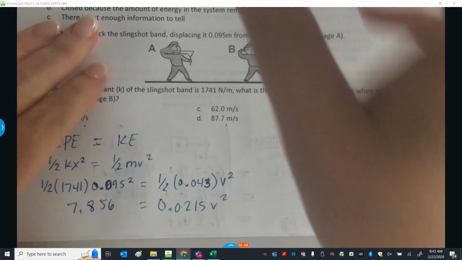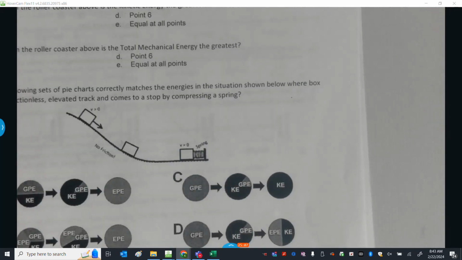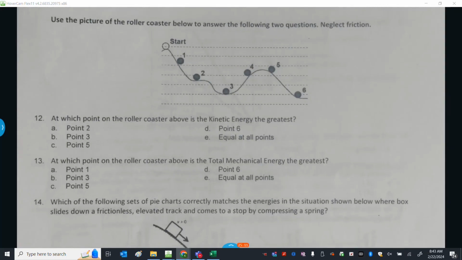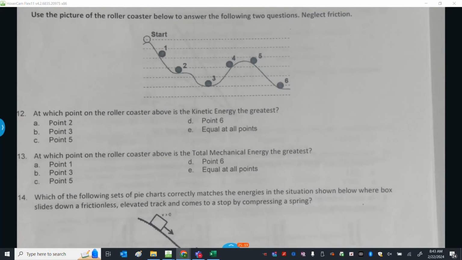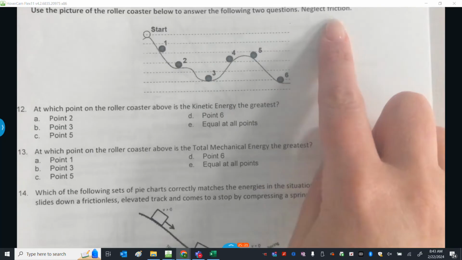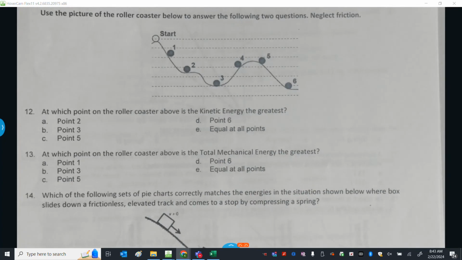All right, let's go ahead and take a look at numbers 12 and 13, which both go with the same image. So this is what you're looking for for numbers 12 and 13. It is a ball rolling down a frictionless track. It calls it a roller coaster, but it does say neglect friction up here. And so number 12 says, at which point on the roller coaster above is kinetic energy greatest?